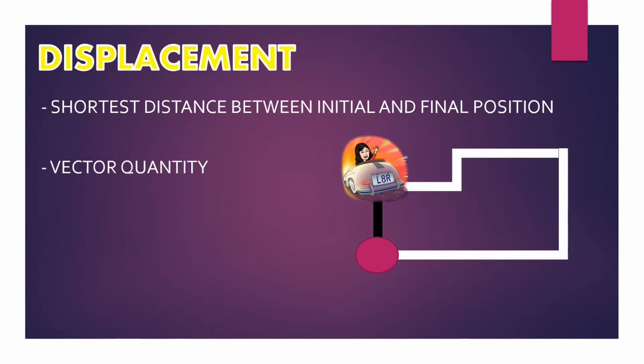Displacement is a vector quantity. When we say vector quantity, it includes magnitude and direction. For example, 26 meters north and 20 kilometers to the east.